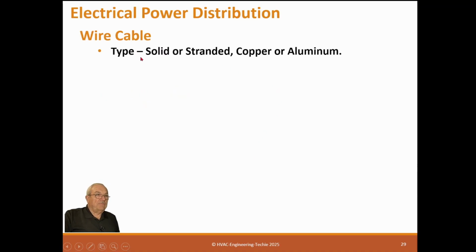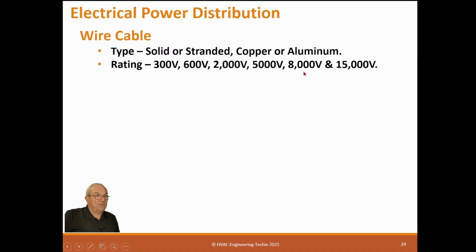Wire cable type, solid or stranded, copper or aluminum. Now, aluminum is available, but we only use aluminum in really large conductors. We used to try to use it in lower ones, but that practice has actually stopped because it's so hard to keep aluminum bolted connections tight. Aluminum expands and contracts much, much more than copper, and it will eventually loosen the connections. So they don't use that many anymore.